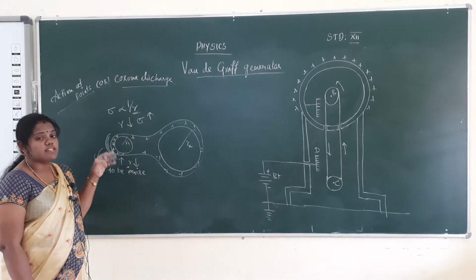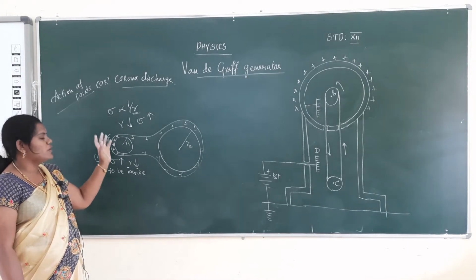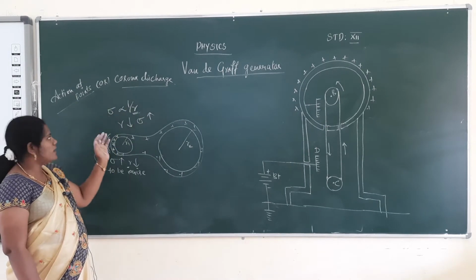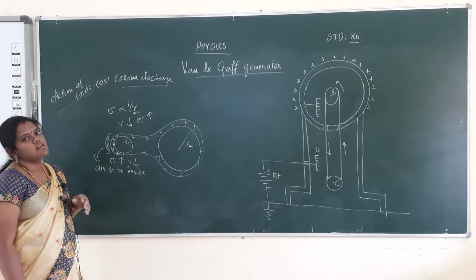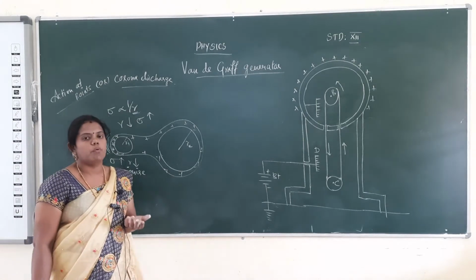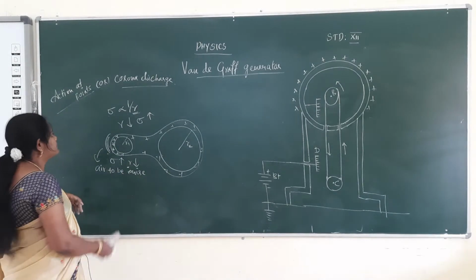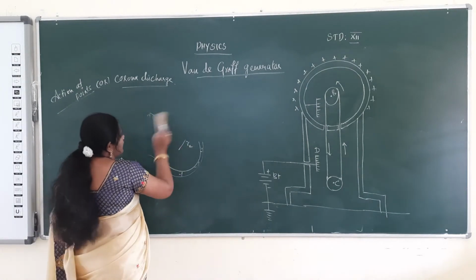So since the negative ions are removed, there is leakage of negative charges at that place, and that is called corona discharge or action at points. Okay, this is called corona discharge or action at points. So this is a very, very important short answer. Then we will go to the lightning arrestor.